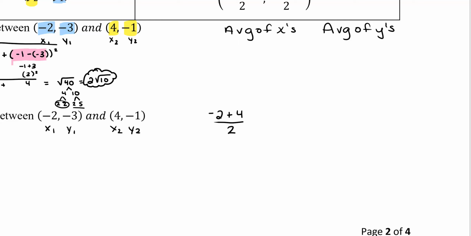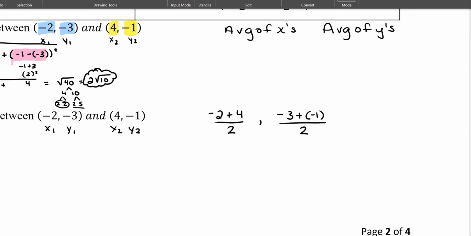And then the other part of the coordinate is we're adding y2 and y1. Remember, adding is commutative, so it doesn't really matter which one you call y2 and which one you call y1, as long as they're the y parts. So I'll do -3 plus -1 over 2.